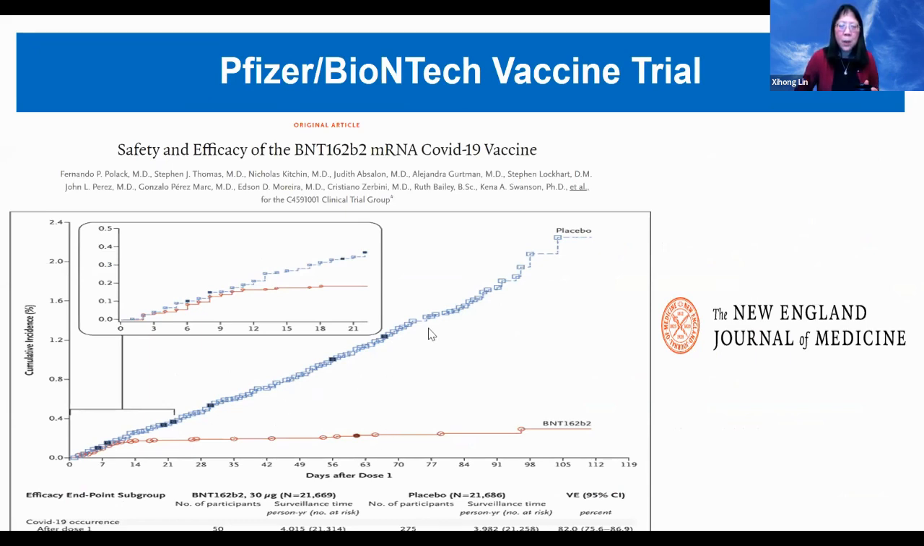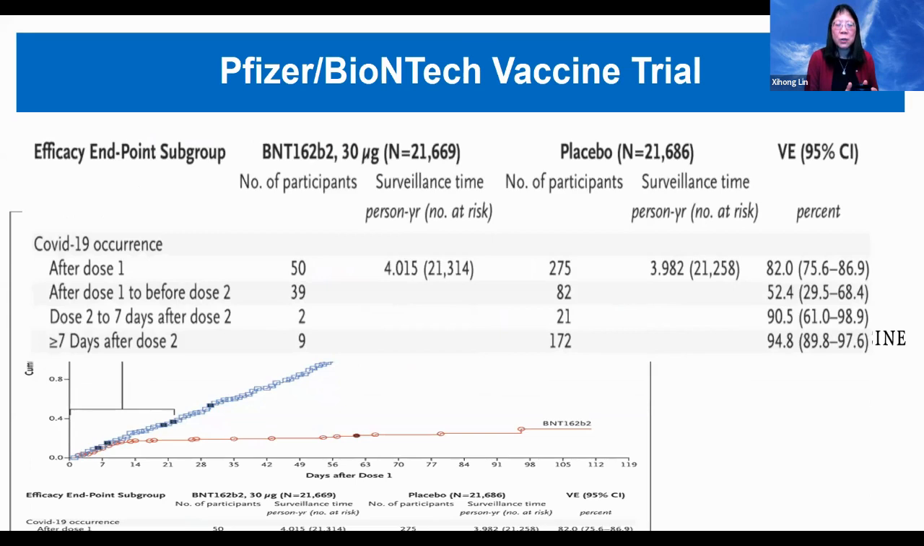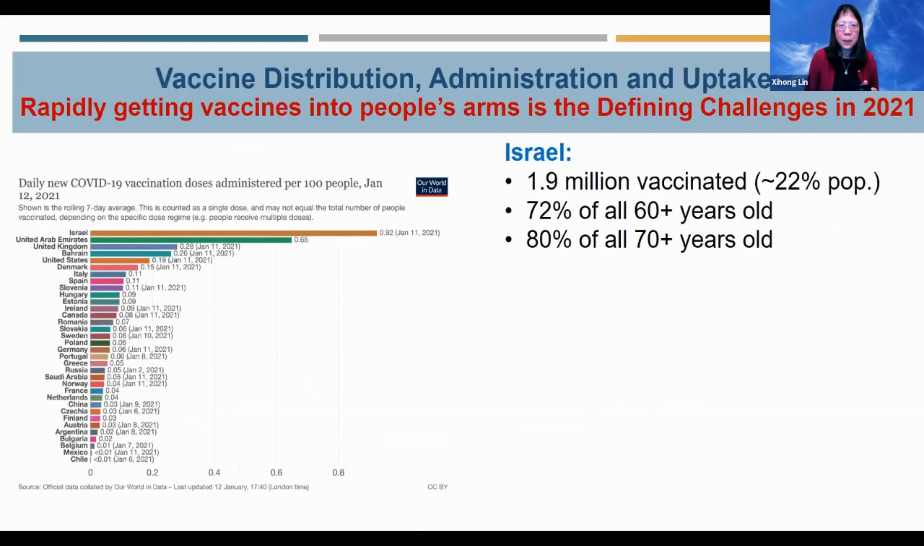And so you can see this blue curve is the cumulative incidence rate for the placebo arm, and the red curve is the vaccine arm. In my 30 years working in statistics, I haven't seen a cumulative incidence curve in a clinical trial like this. So this is really a remarkable achievement. If you look at the data, for the vaccine arm, about 20,000 people, only 9 people were infected. In the placebo arm, about 20,000 people, about 172 people were infected. So the efficacy was 95%. And so it's wonderful that we have the vaccine available.